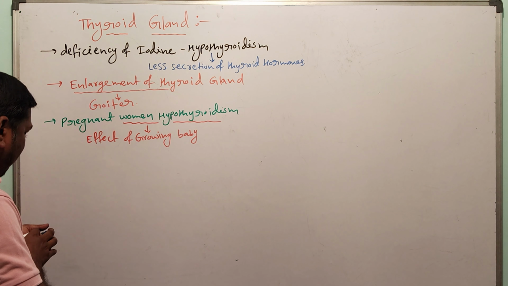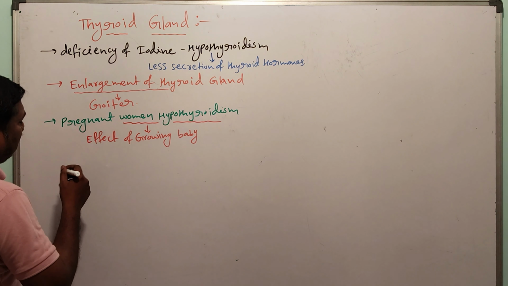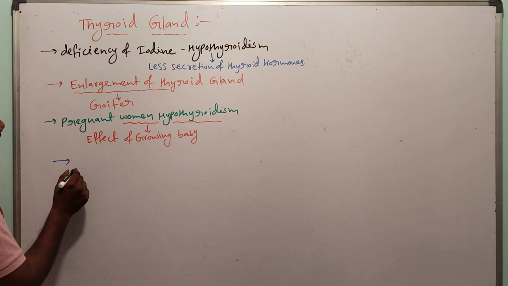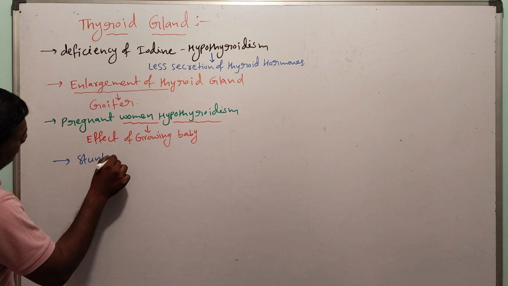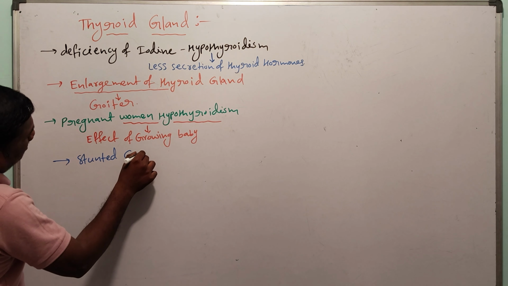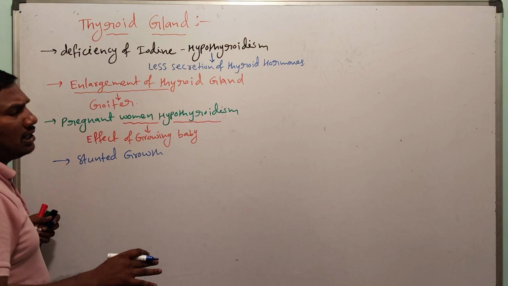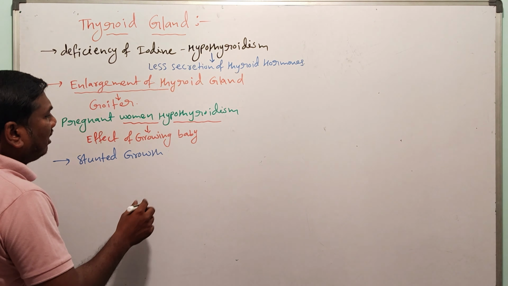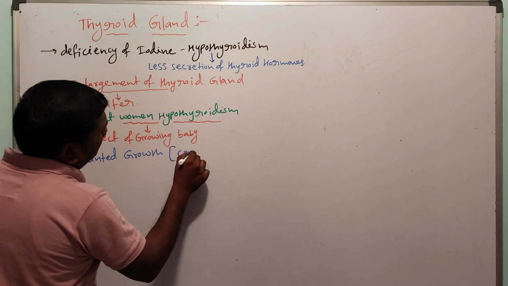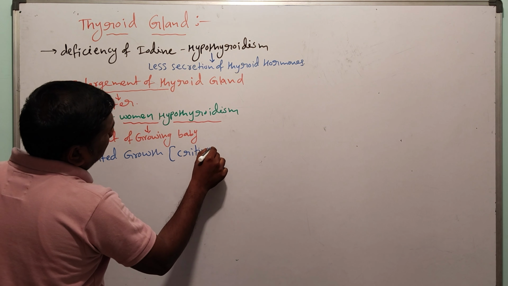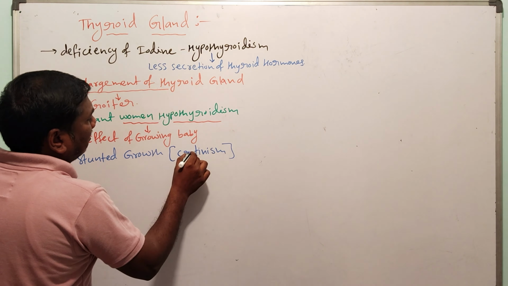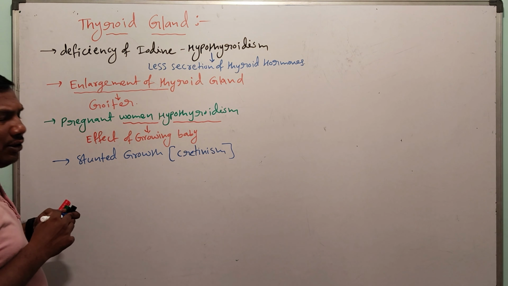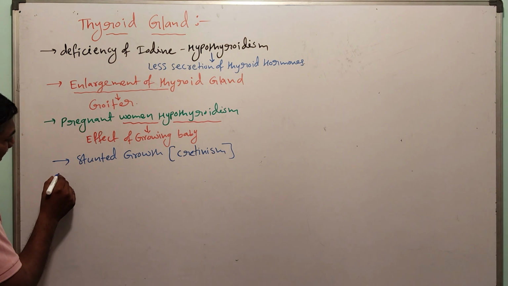The symptoms: one is stunted growth. Stunted growth means slow growth. This condition is called cretinism. Next one, mental retardation.